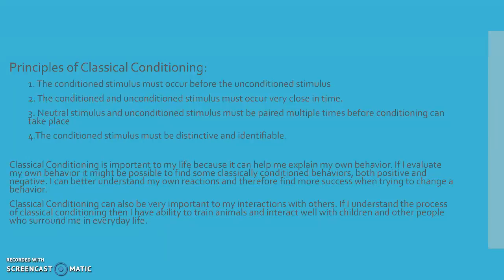3. The neutral stimulus and unconditioned stimulus must be paired multiple times before conditioning can take place. They must occur multiple times. That way, the organism recognizes that it is occurring again and again, because if it only occurs one time, it is just seen as another thing in the world that can be ignored. Then 4. The conditioned stimulus must be distinctive and identifiable. This is so that the organism can physically conceptualize that the stimulus is happening. They don't need to think about it too much. The stimulus is present, and therefore it can produce the reaction very simply.